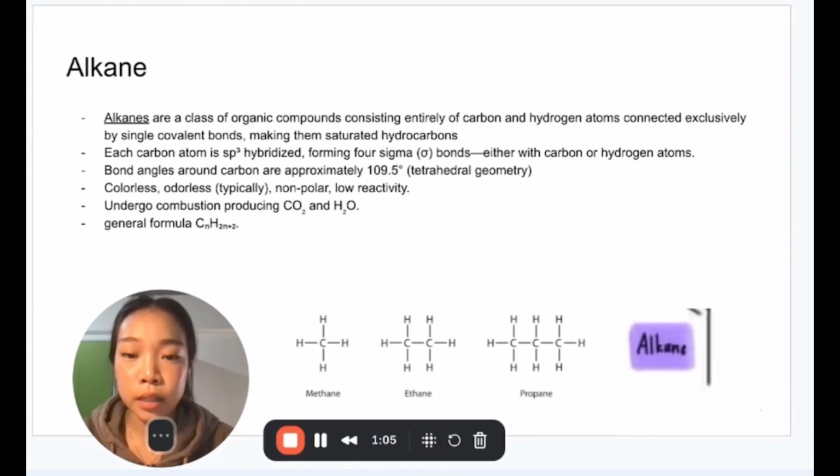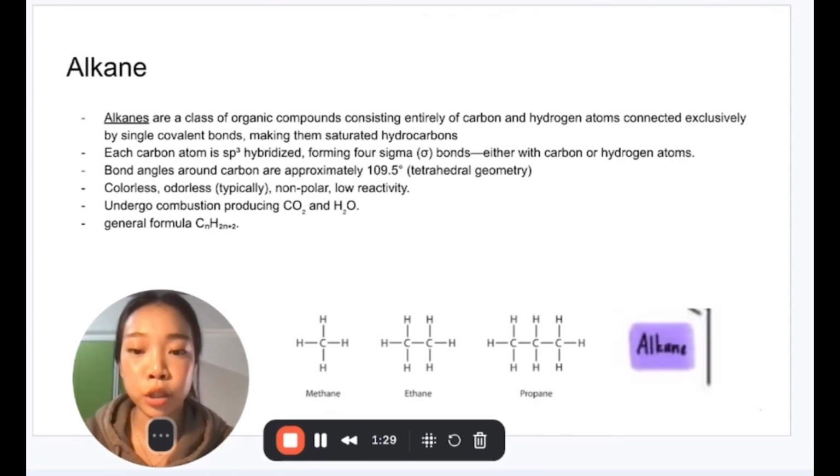And alkanes are a class of organic compounds which have carbon and hydrogens connected by single covalent bonds, which makes them saturated hydrocarbons. Each carbon is sp3 hybridized, which has 4 sigma bonds, and they have a tetrahedral geometry with a 109.5 degree angle. They are usually colorless, odorless, nonpolar, and have low reactivity, and they undergo combustion producing carbon dioxide and water, and they have a general formula of CnH2n+2.